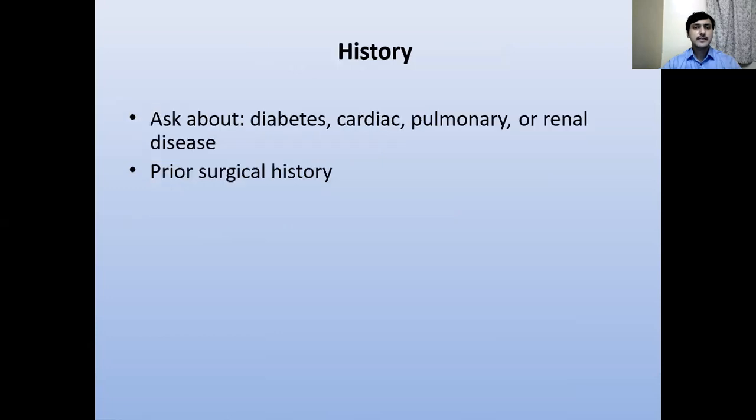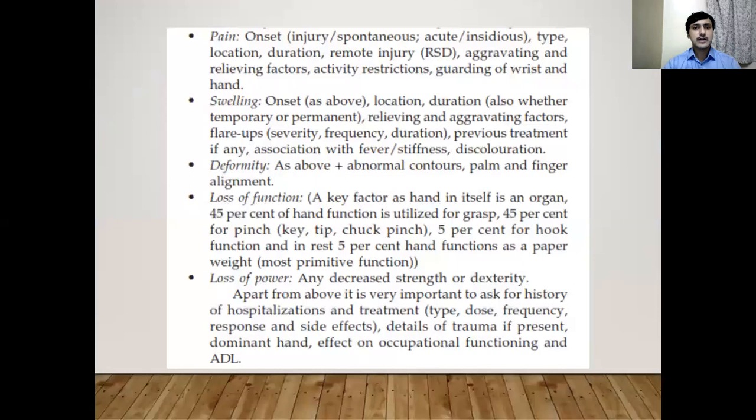Now, you should ask history of diabetes, cardiac or pulmonary or renal disease, and any prior surgical history. So now, one by one, we'll just see the important points in the history. In history, you should ask for the pain. Now, pain can be either because of injury, it can be because of infection, it can be because of something known as a reflex sympathetic dystrophy and arthritis. So you should ask the aggravating and relieving factors.